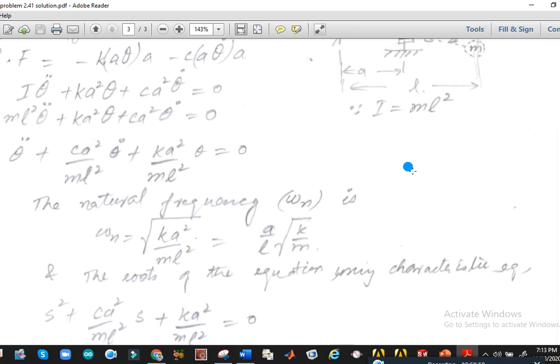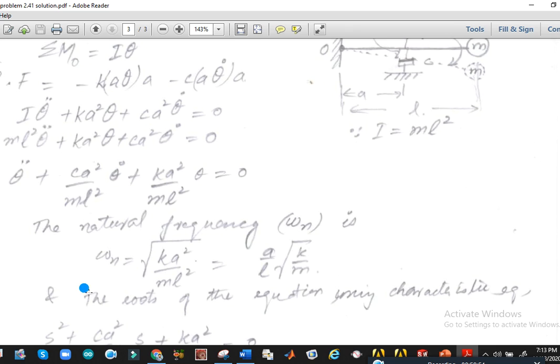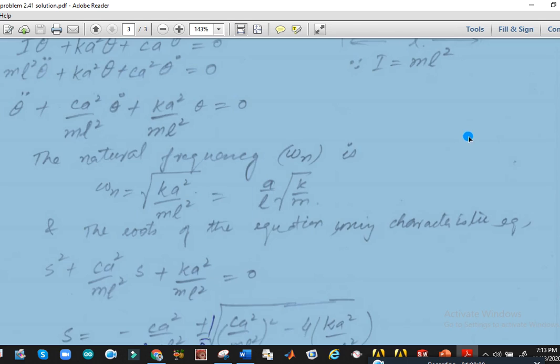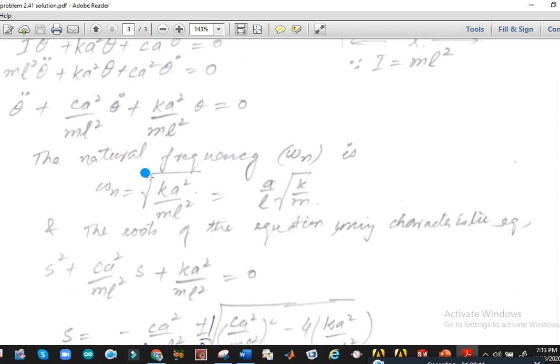Okay, what are we observing here? We are observing that omega n in previous cases was the square root of k over m. What is the additional factor? The additional factor is the ratio a over l. What is a? A is the distance of the connection from the pivot point, and L is the total length of the beam. Okay, so this is your rotational natural frequency.